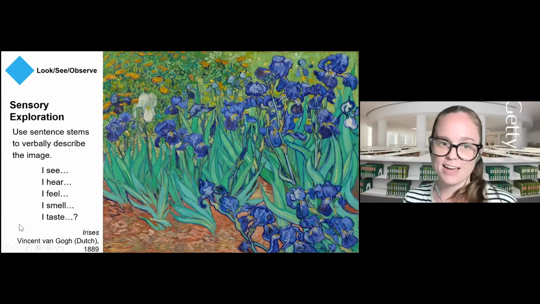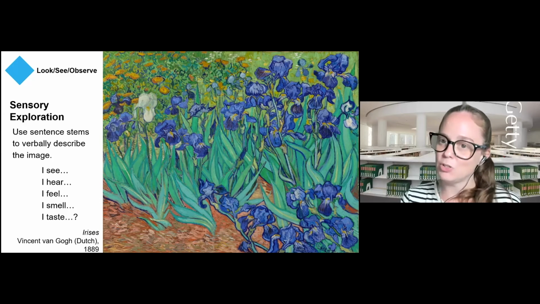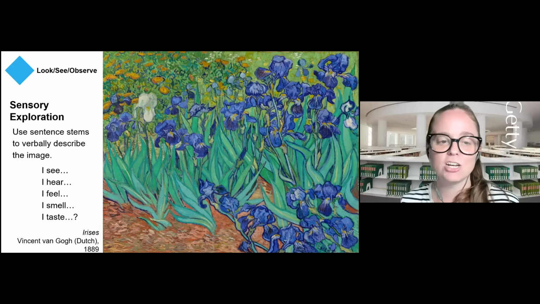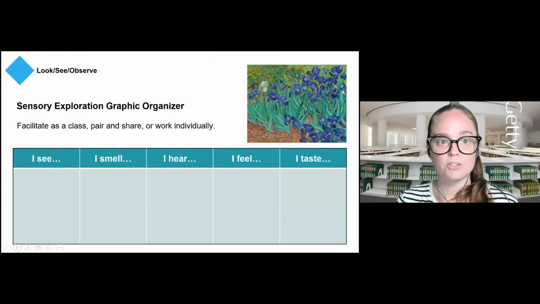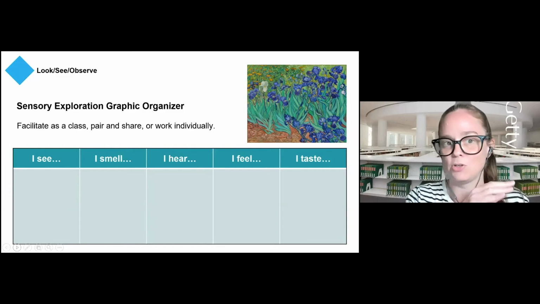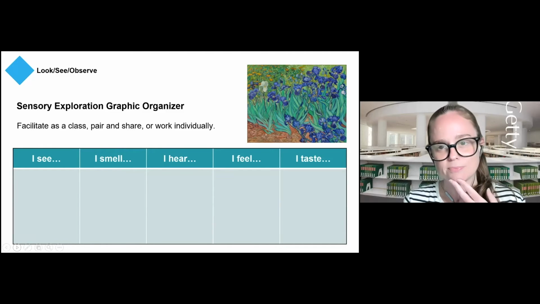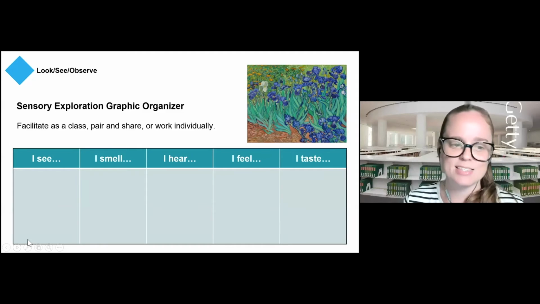So for the sensory exploration, we took inventory. I won't go through all of it, but what you could do is have your students use sentence stems to verbally describe the image. So I see, I hear, I feel. And then you could do a graphic organizer together if you have the little kiddos, or if you have older students, they can pair and share or work individually. This is a way to make exhaustive lists of everything that you see in this painting.